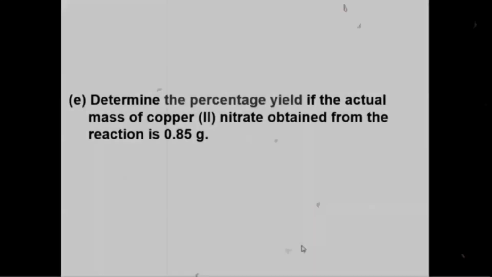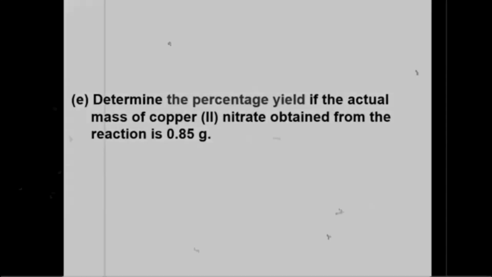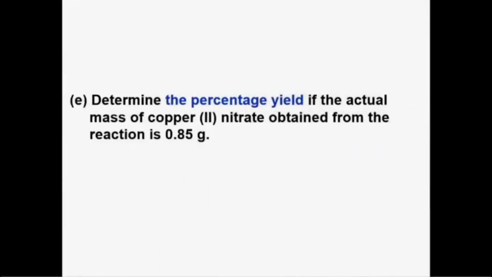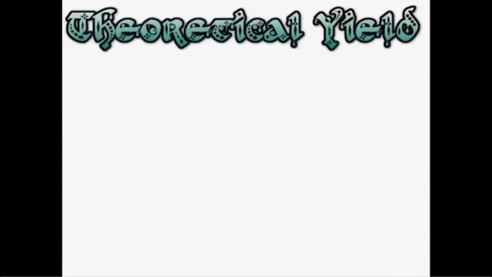Ladies and gentlemen, we have come to the last question of the day. Alright, question E. Determine the percentage yield if the actual mass of copper 2 nitrate obtained from the reaction is 0.85 grams. Alright guys, before we can calculate the percentage yield, I think it's better that I explain to you two terms first.